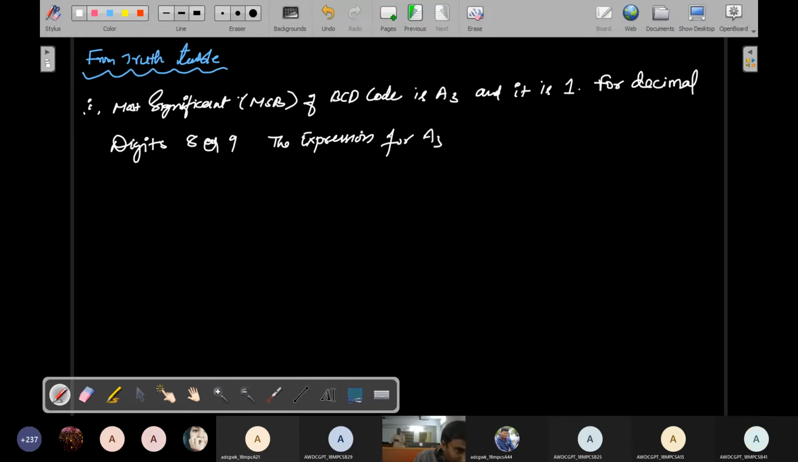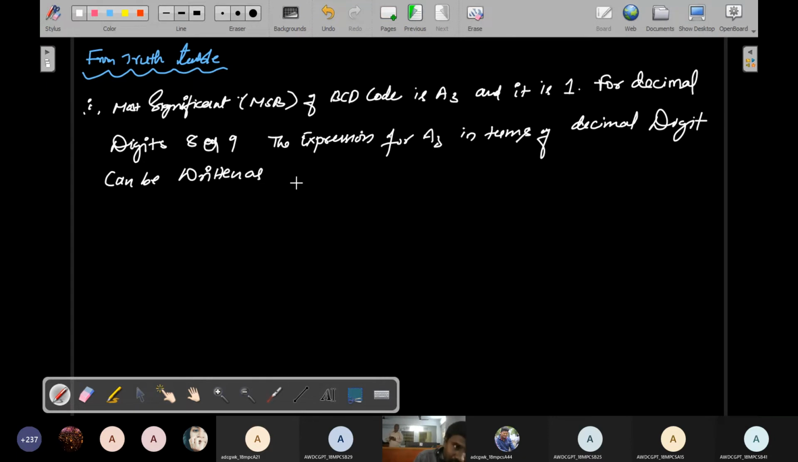So the expression for A3 in terms of decimal digits can be written as A3 is equal to 8 plus 9. This is the actual output I'll write in terms of decimal numbers.